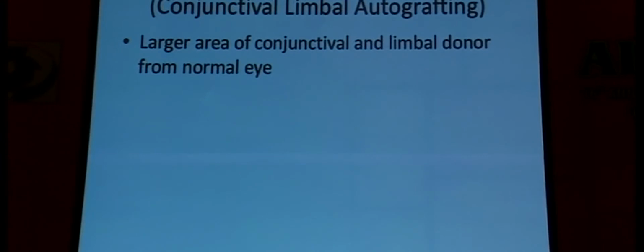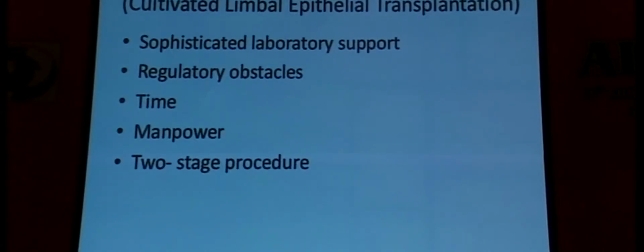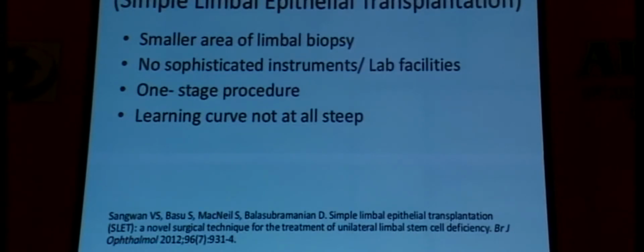With CLAU, we required a larger area of conjunctiva and limbal donor from the normal eye, so we felt we should not jeopardize the normal eye too much. With CLET, we needed sophisticated lab support, regulatory bodies, time and manpower, and it was definitely a 2-stage procedure. And so we looked up to SLET, which was the brainchild of Dr. Sangwan, and he published this in 2012.